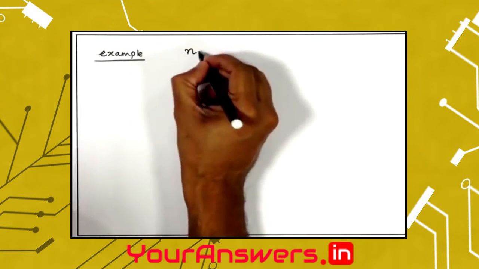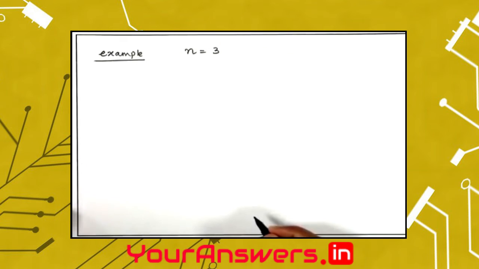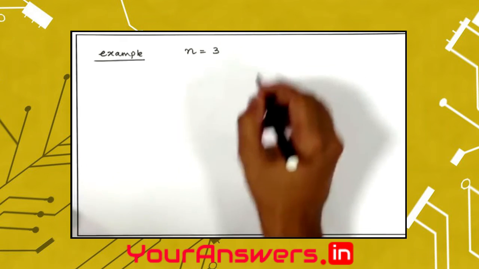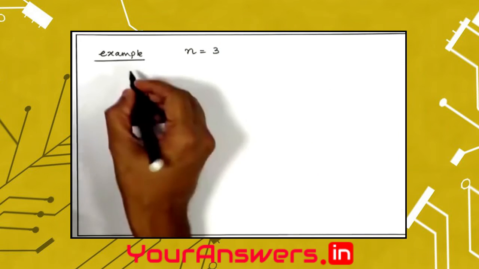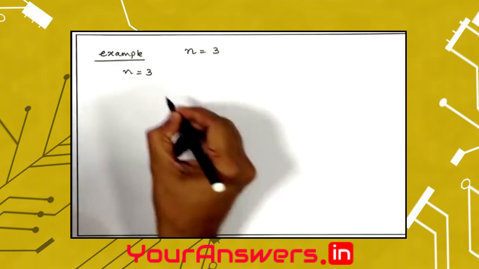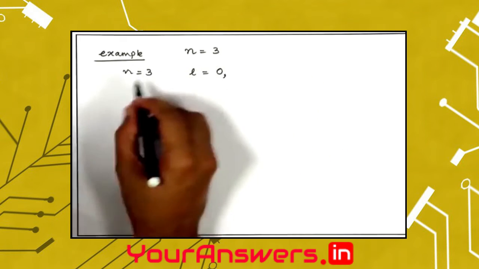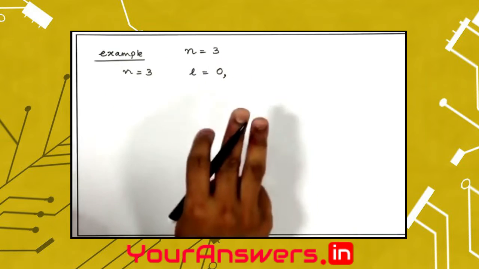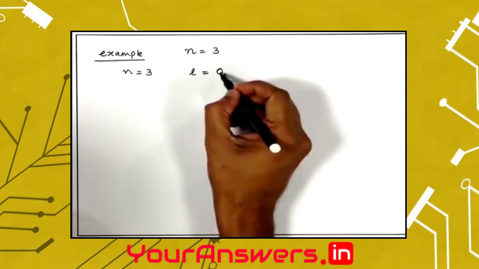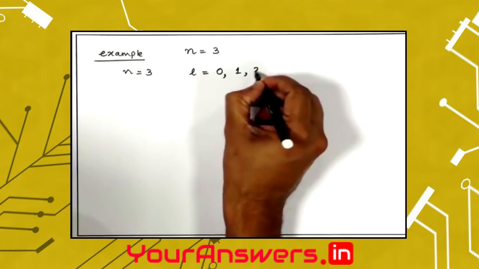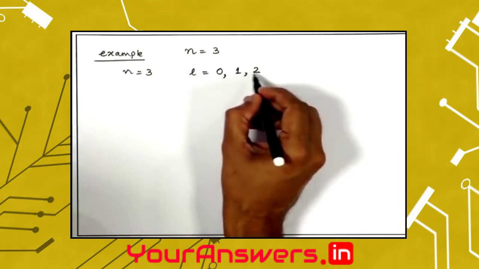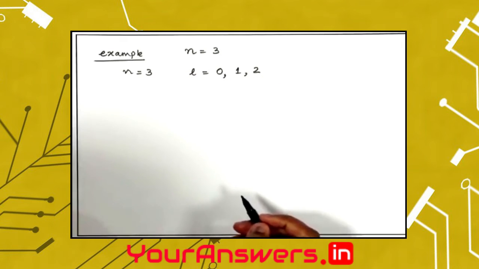Let us say my n value is 3. The task is to find out the number of orbitals, right. So, when n is 3, what are the possible values of L? L can be 0. Since n is 3, there are 3 possible values of L, and they are 0, 1, 2. So, it goes from 0 to n minus 1, all right.